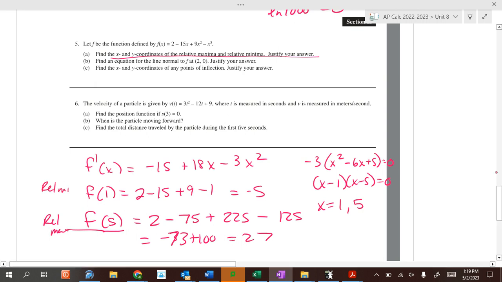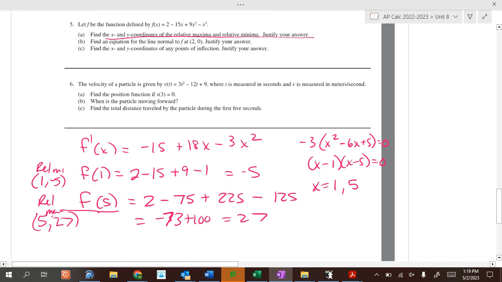Okay, the x and y coordinates. So the relative min would be at 1, negative 5. The relative max would be at 5, 27. And just by knowing that, you should get probably 3 points.